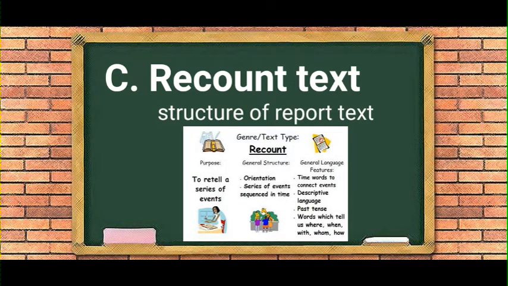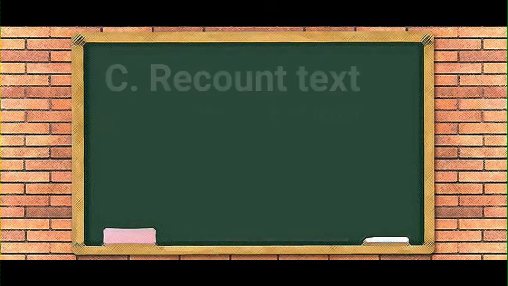The structure that constructs this text is: A. Orientation. It provides the setting and introduces the participants: who, when, where. B. Sequence of events. It tells what happened in time sequence. C. Reorientation, which is optional. It closes the events or summarizes the events. The language features of recount text are using specific participants and being written in the past tense.